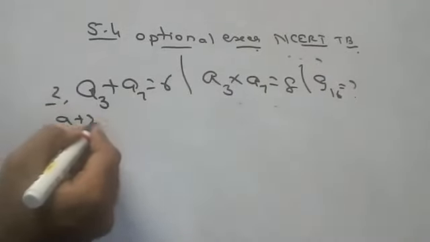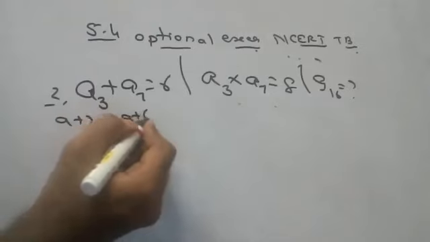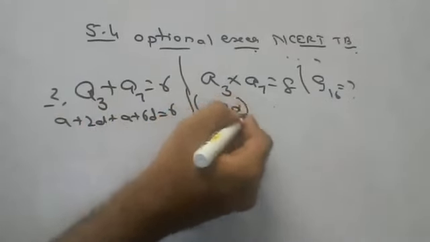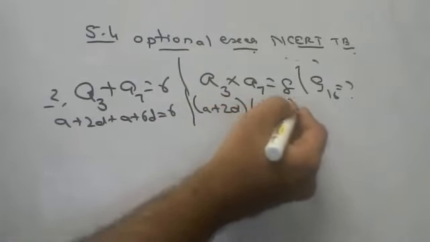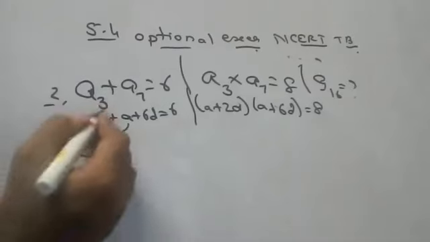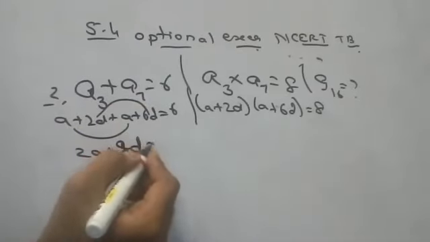A3 means a plus 2d. A7 means a plus 6d. The sum is equal to 6. A3 times A7 is equal to 8. All of you know it. A plus 2d plus a plus 6d is how much, children? 2a plus 8d is equal to 6.